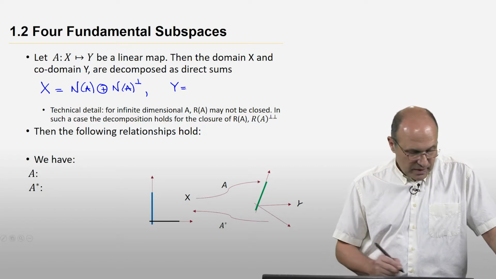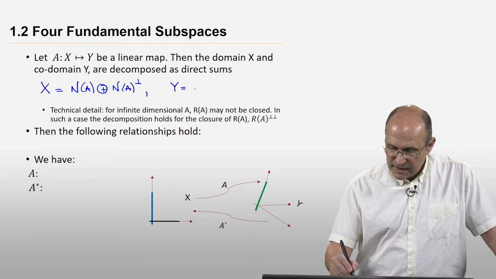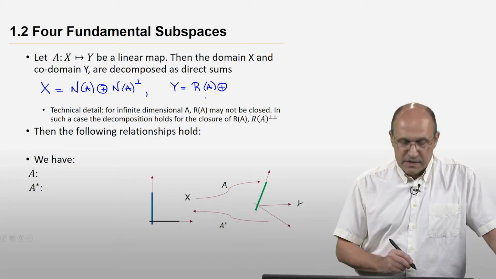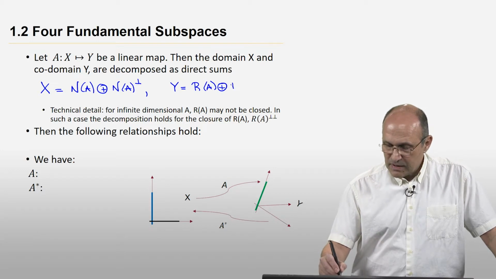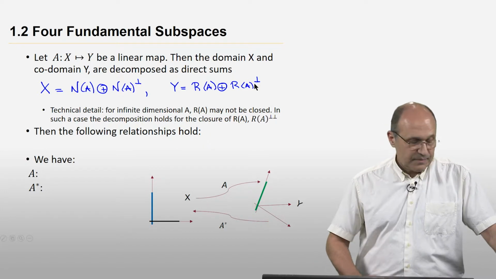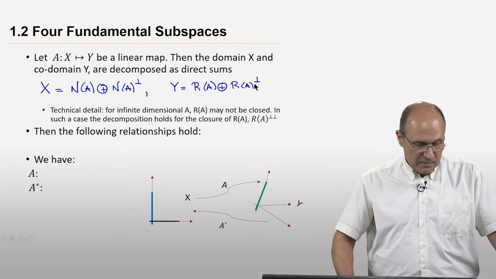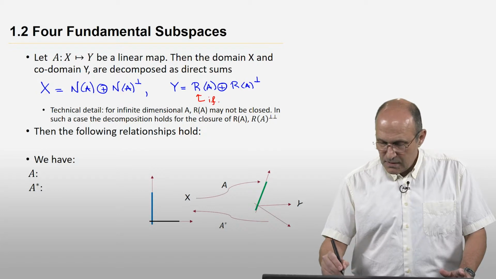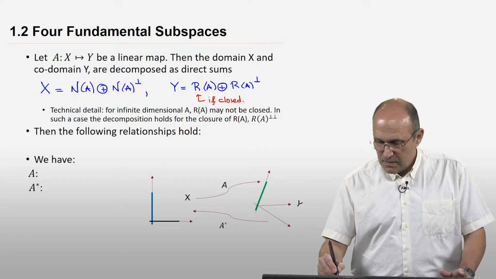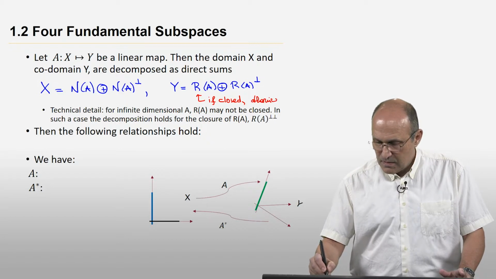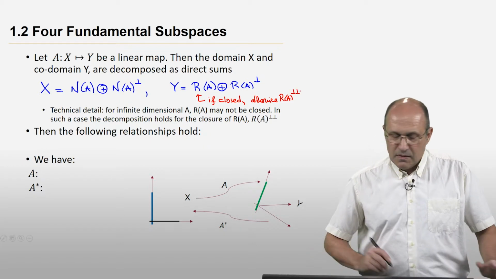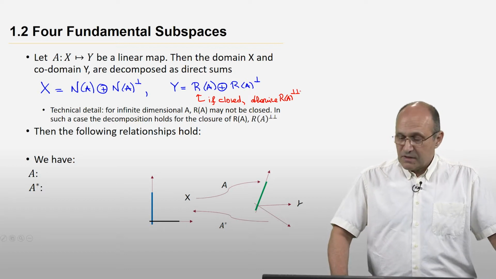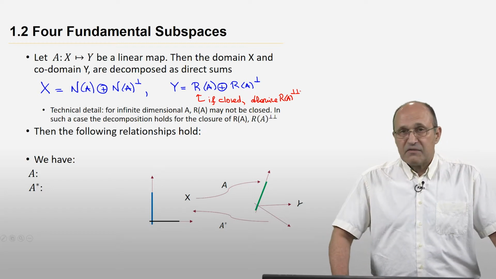Similarly, I can look at the codomain, Y, as the direct sum of two subspaces. One is the range of A, and the other one is what's left. What's left in the sense of orthogonal complements. Okay, technical detail once more. The formula, this decomposition is true if the range of A is itself a subspace.